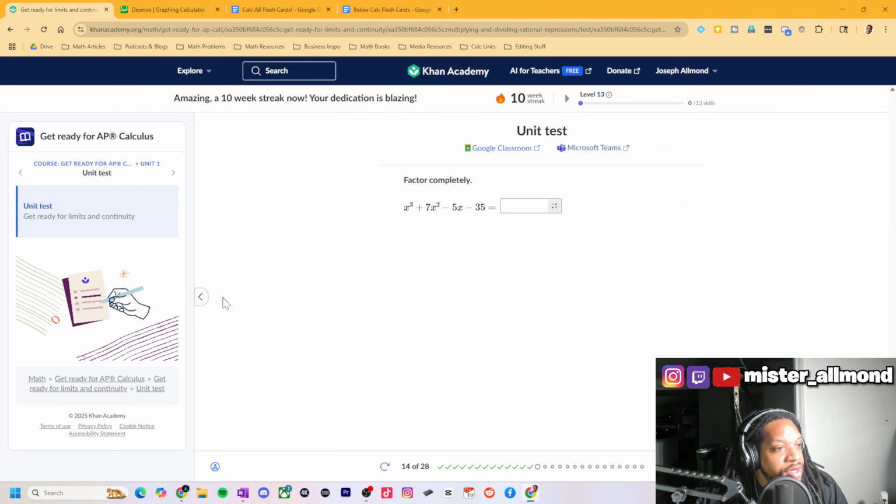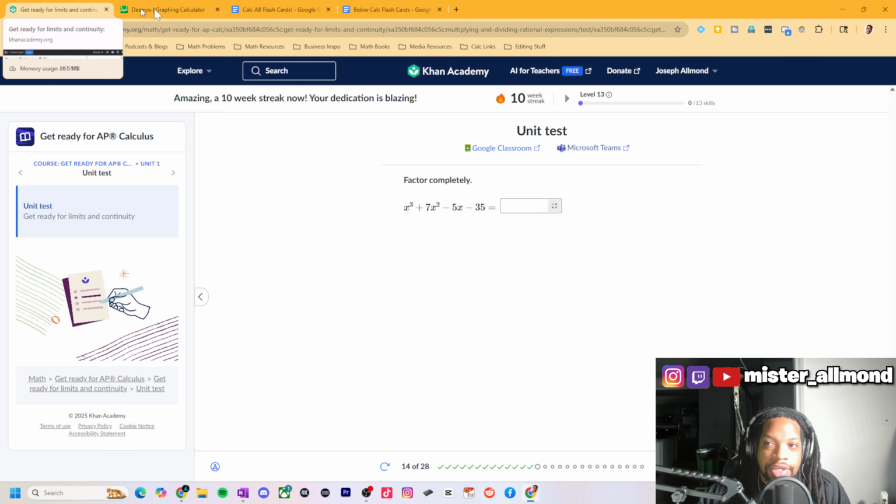Does it save my progress? Oh, I'm gonna act like I didn't see it. Factor in a trinomial. We'll remember that for next time.